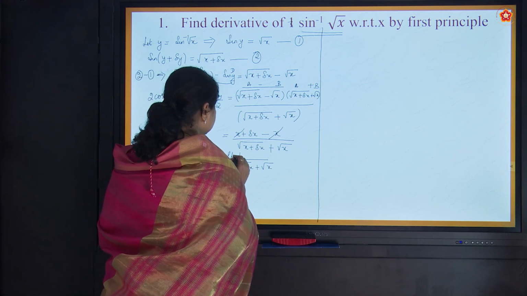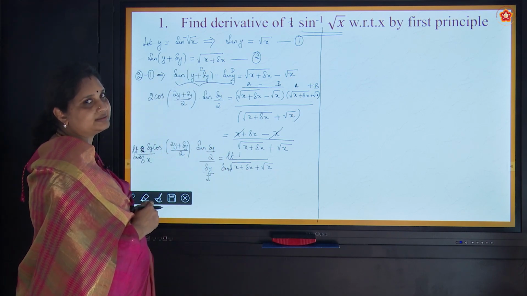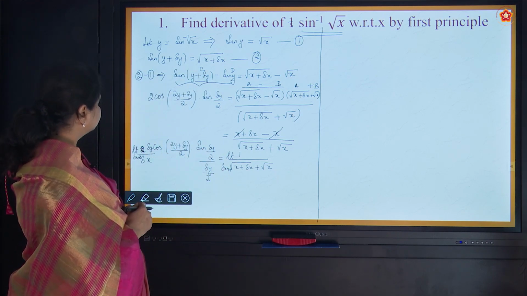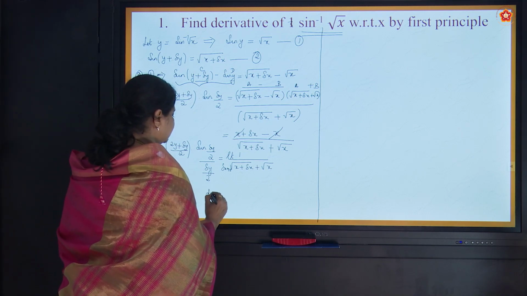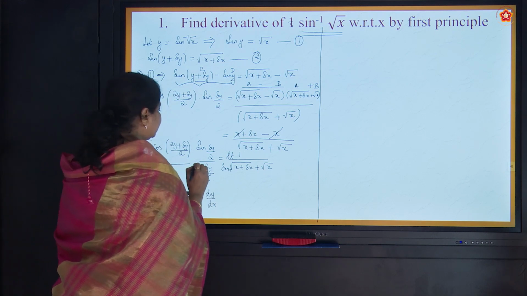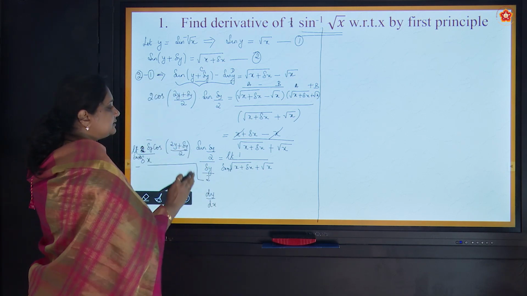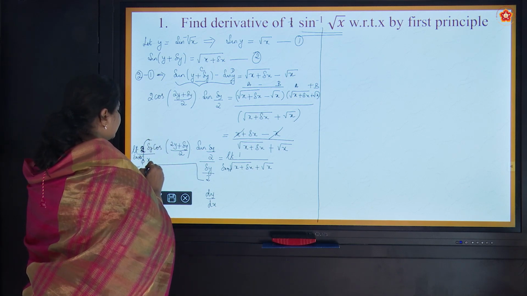Here also, limit delta x tending to 0. Whatever I do to the left hand side, I do to the right hand side also, right? Now, delta x tending to 0, delta y by delta x will give me dy by dx. So this limit is for this entire thing. Every term will have the limit applied. Okay, this becomes dy by dx.